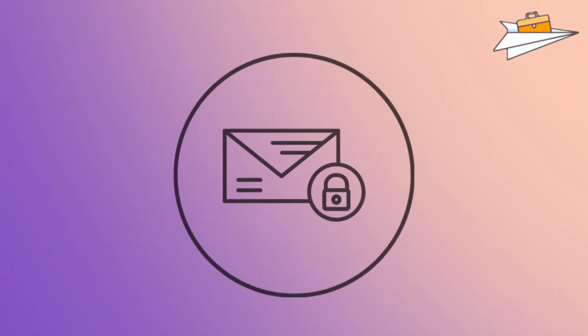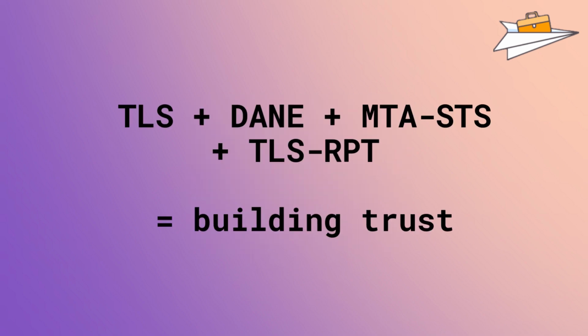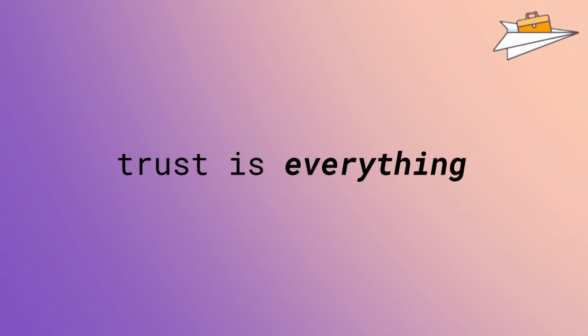Email transport security is evolving fast. New standards keep emerging and old ones are being deprecated. What doesn't change is the goal, making sure your messages get delivered securely and reliably. By combining TLS, DANE, MTA-STS, and TLS-RPT, you're not just meeting technical standards, you're building trust. And trust, in email, is everything.